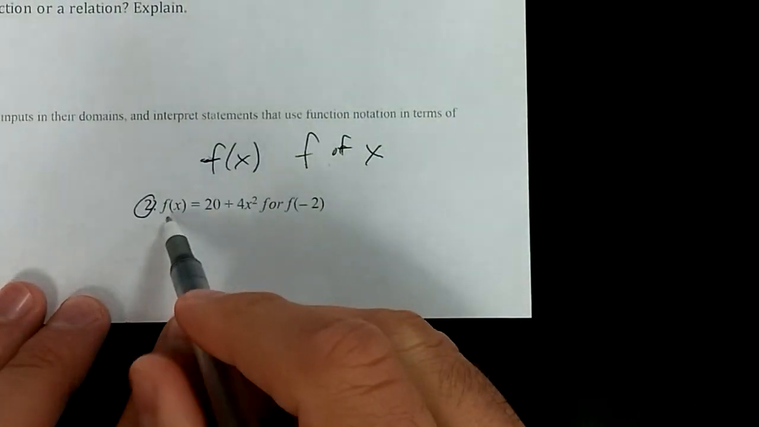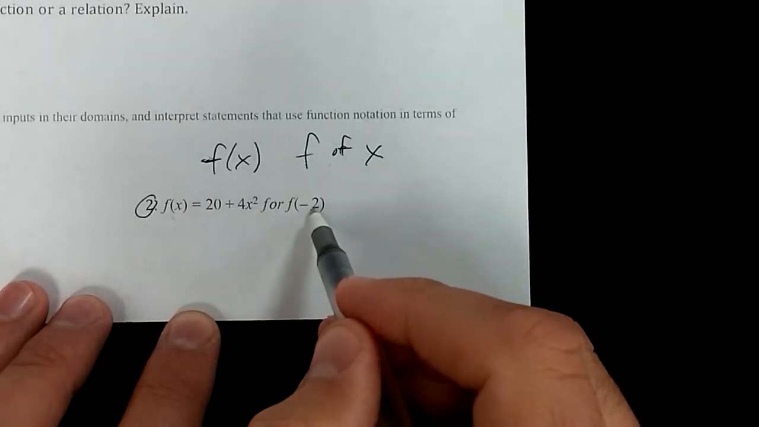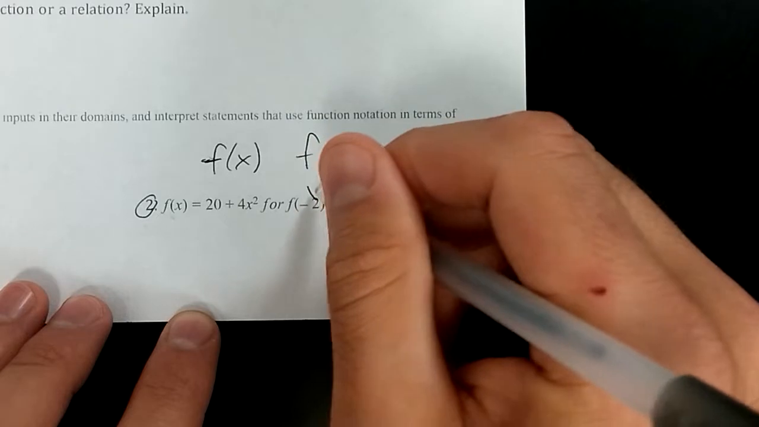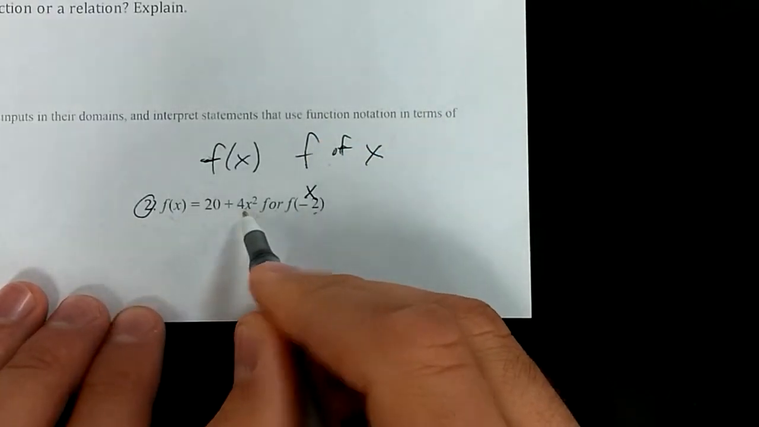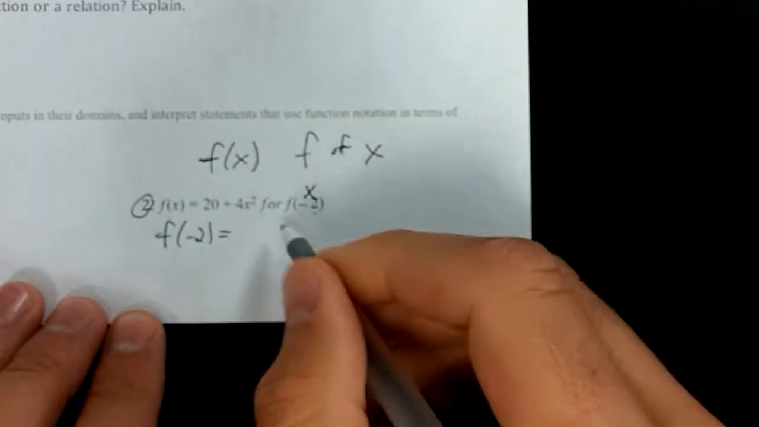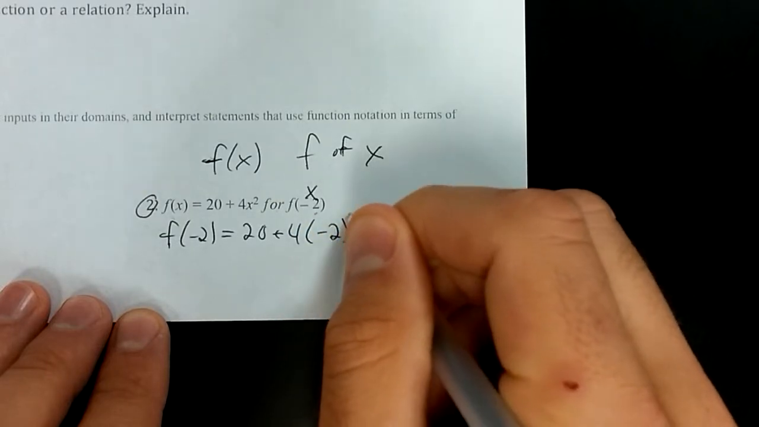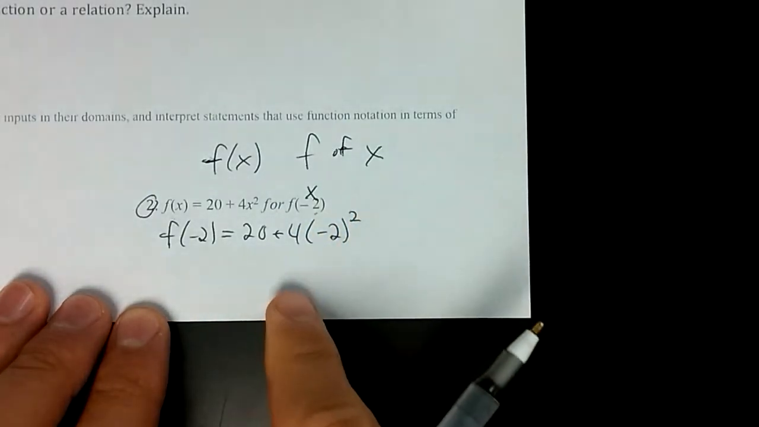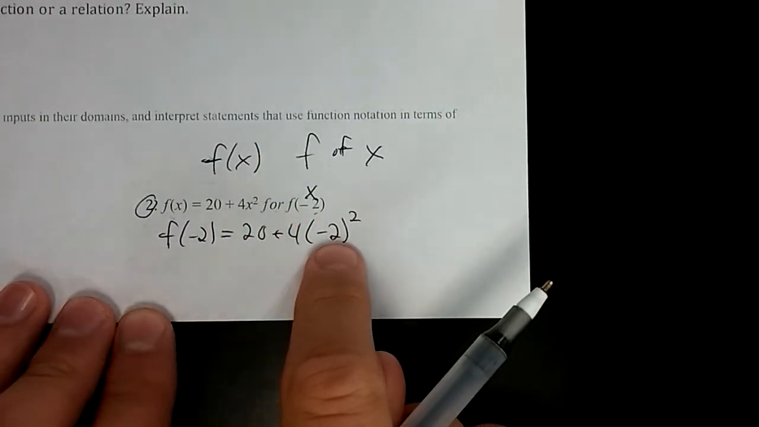So this says evaluate f of x equals 20 plus 4x squared for f of negative 2. So that means that every time you see an x, you're going to replace it with a negative 2. And I see that in one spot here. So f of negative 2 is going to be 20 plus 4 times negative 2 squared. So the only x I saw here was 4x squared. I replaced that x with negative 2.